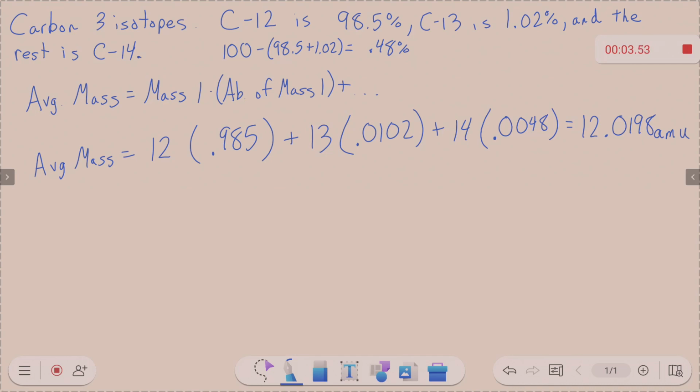So a couple things. Take a look that our average is between the minimum mass, 12, and the maximum mass, 14, and that the average is very, very close to 12 because most of the carbon isotope is a mass of 12. So the average is going to be closer to a mass of 12. So that would be how to calculate a weighted average for an actual element.